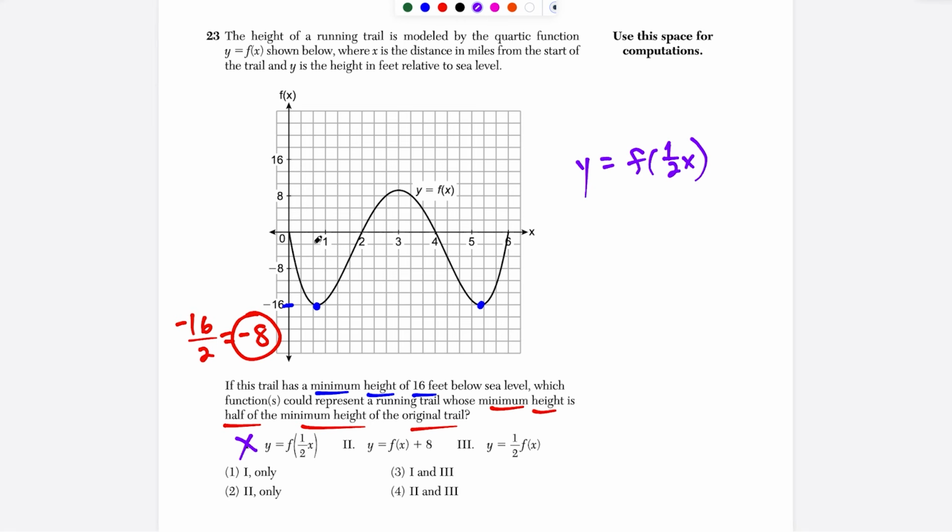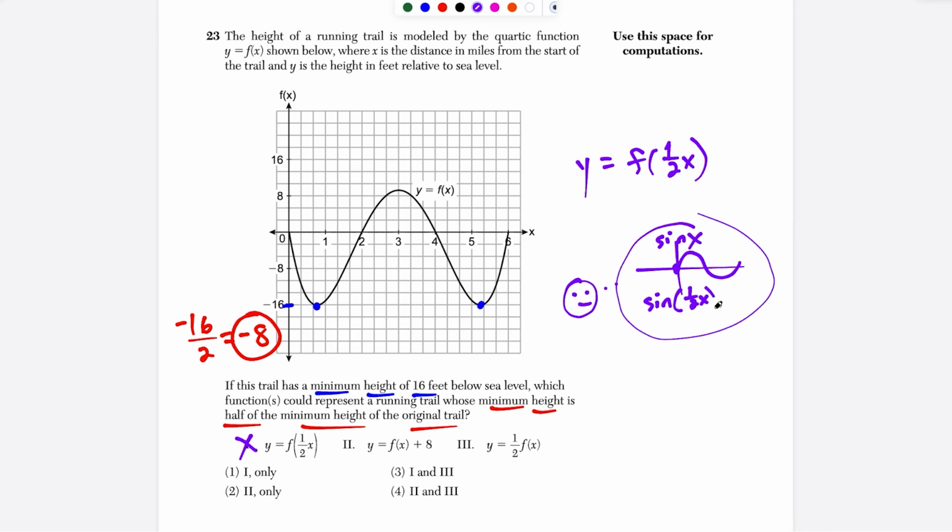I always think of, let's say, a sine curve. Sine of x looks something like this. When I replace the argument with 1/2 x, that just stretches the graph out, so it's going to take longer to complete a full cycle. It's going to stretch out like this horizontally, but the height of the graph is going to remain the same. So that's why Roman numeral 1 is out.